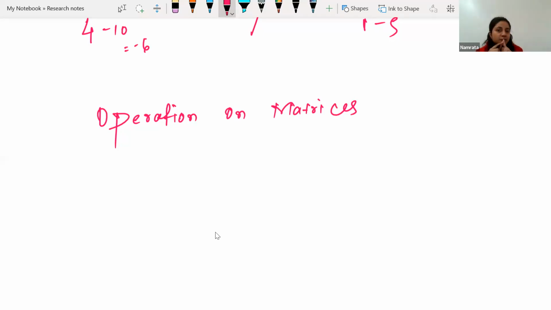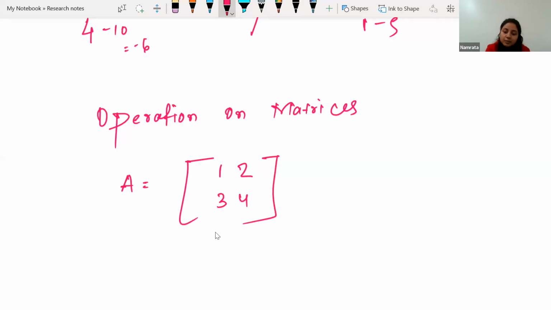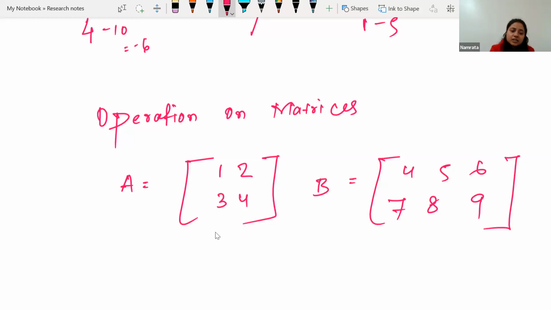Operation means addition, subtraction, multiplication, division. So here also we learned the basic concept of matrices, how the elements are arranged, what order means. These are the very basic things we have learned. Now we'll be seeing the operations on them: how to add two matrices, how to multiply two matrices, how to subtract two matrices. So suppose we are having A matrix as 1 2 3 4 and B matrix as 4 5 6 7 8 9, just a basic one.